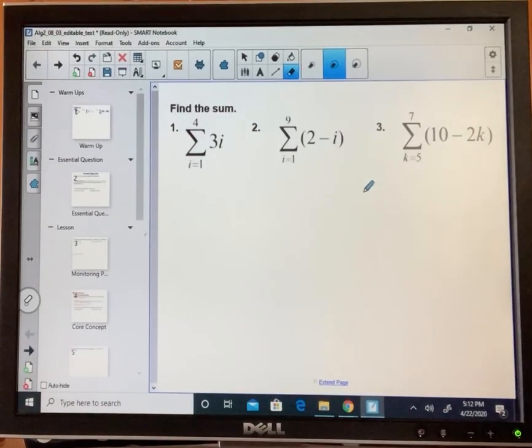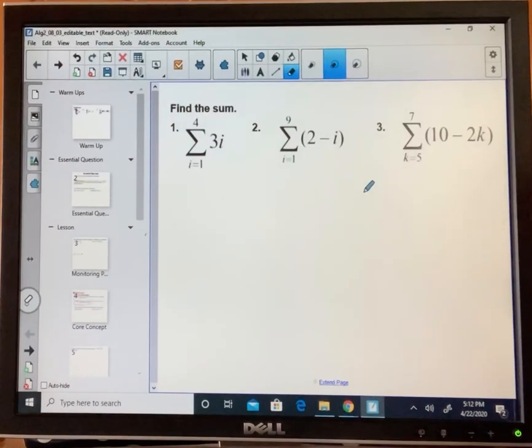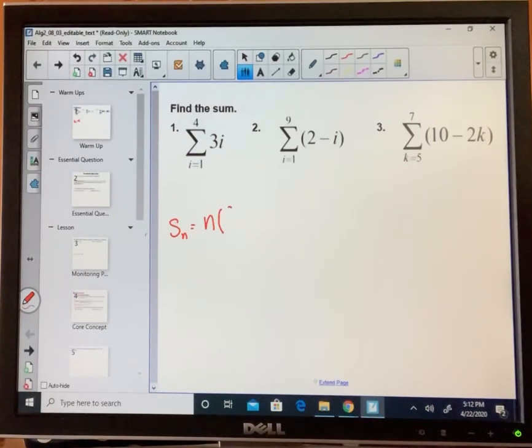Hey guys, so today we're going to talk about the next kind of sequence, but I wanted to do some warm-up questions that had to do with your summations. So now each one of these is an arithmetic sequence. So I can use this rule. I can say S of n is equal to n times a1 plus an all over 2.